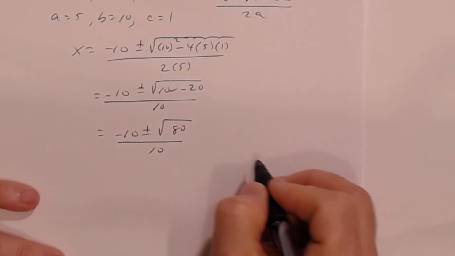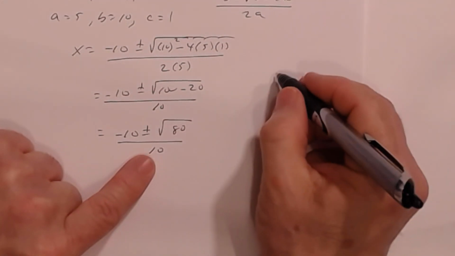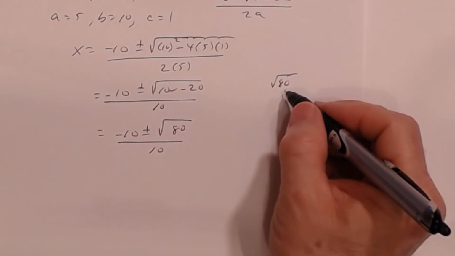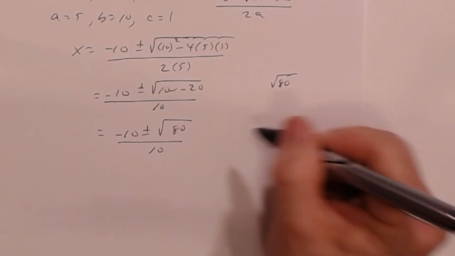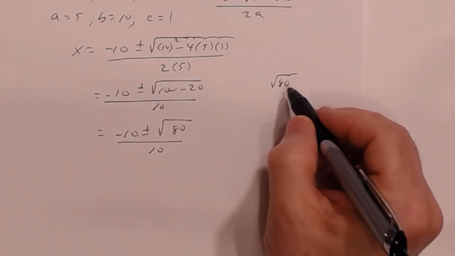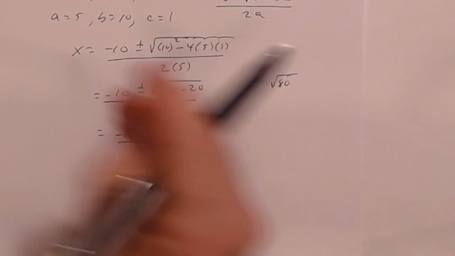And now let's talk about the square root of 80. So I can simplify the square root of 80. At this point, you want to simplify if possible. I can simplify the square root of 80 by finding the largest perfect square that goes into 80. So be careful, you may say 4.